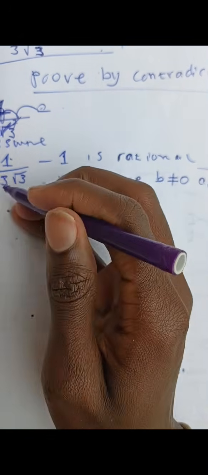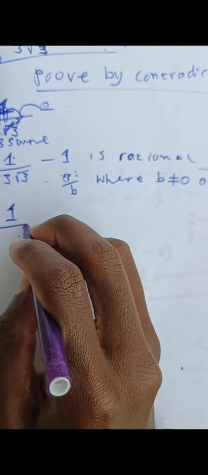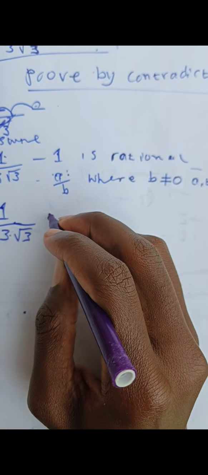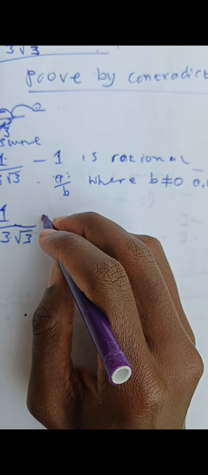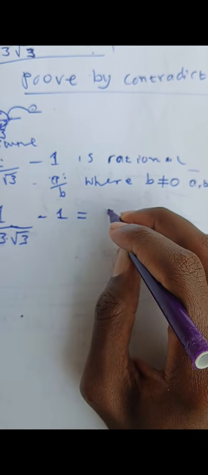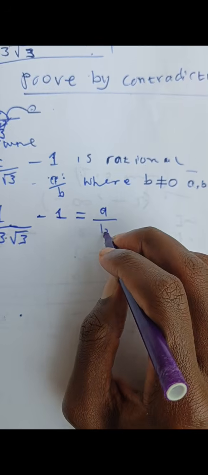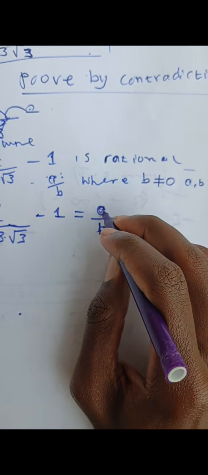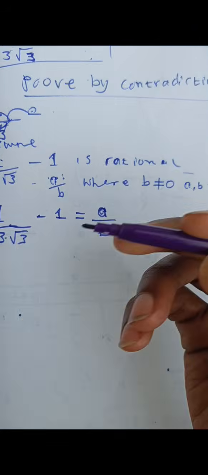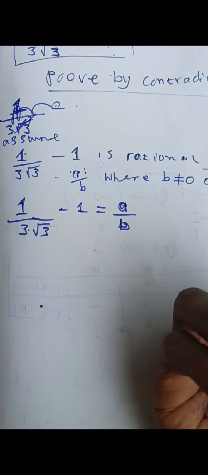After you write that statement, you now say, since we are assuming that 1 over 3 square root of 3 minus 1 is equal to A over B. That's what we are assuming. So this is the first thing that you show when you start solving. Now, how do you proceed from here?